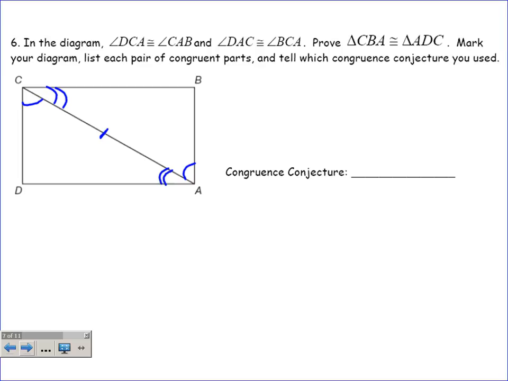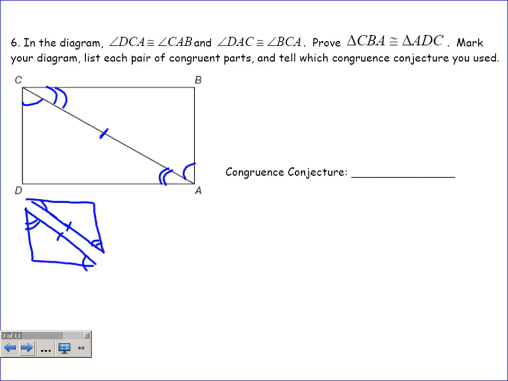So technically, if I was to separate these triangles, I'd have a triangle down here that looks like this. I have another triangle that's up here like this. Okay, I have this angle, this angle, this angle, this angle, and then I have these two sides that are congruent. Do I have enough information now? I sure do. Okay, what information do I have? What conjecture can I use?